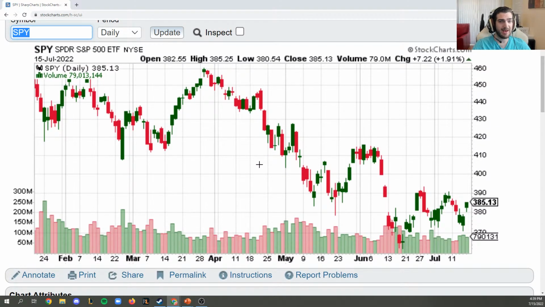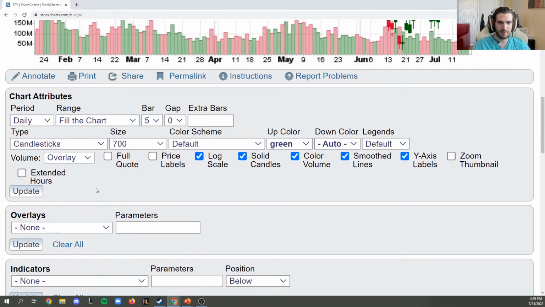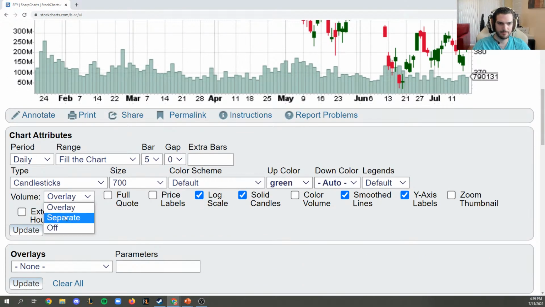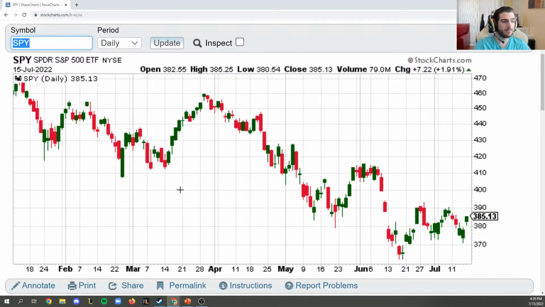Right now, what we have is price and volume. I'm actually going to get rid of the volume. Volume off. There we go. So now it's very clear what we're looking at. Price. On the right side, we see the price that SPY has been over the past 6 months. Every one of these lines or candles is 1 day in this chart. The range of the chart goes from $470 down to $370.